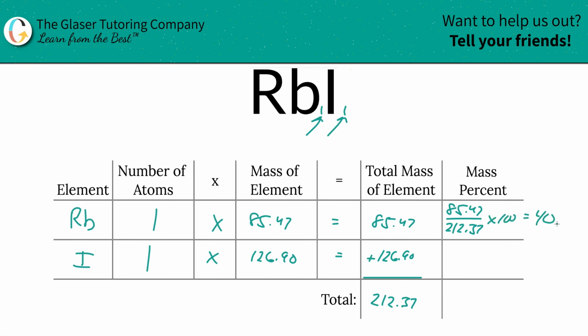So this is going to be 40. I mean, unless your professor or teacher is very particular. But quite honestly, it isn't going to do a thing. So this is 40.25%. All right, so that's the percent here of rubidium.